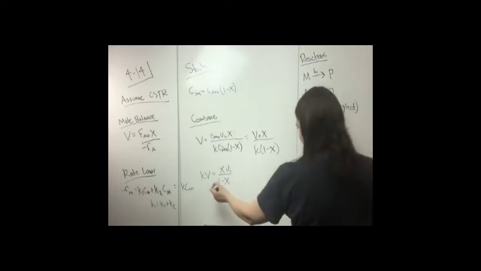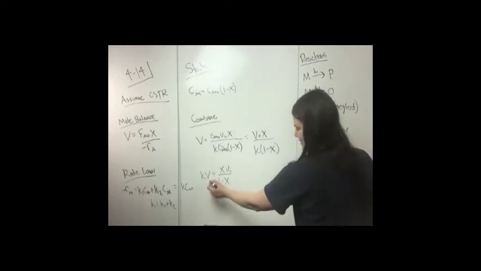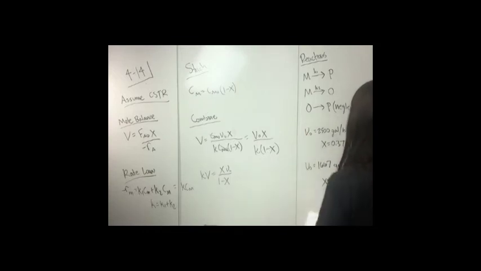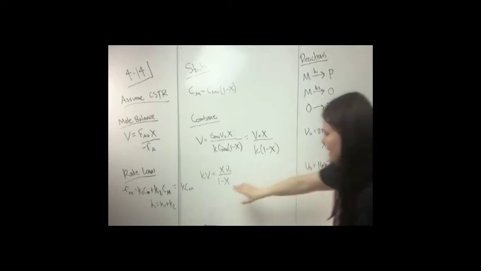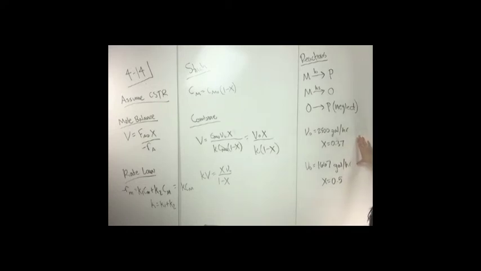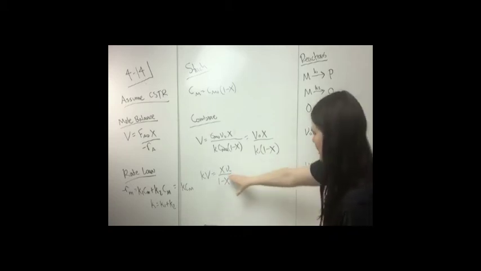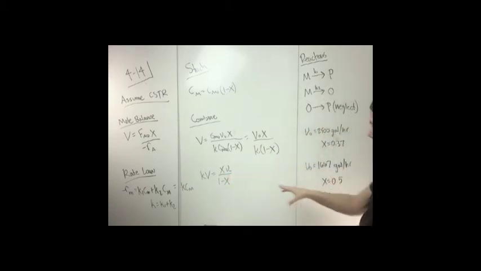So then we know that if the volume doesn't change between these two reactions, the rate constant should also be the same. So we know that Kv should be the same for both cases. Then what you can do is plug in V naught and the conversion for the first one, and do the same thing for the second, and see if they're equal. And if they are, then you know that this is a CSTR, and if they're not, then you know it's not.